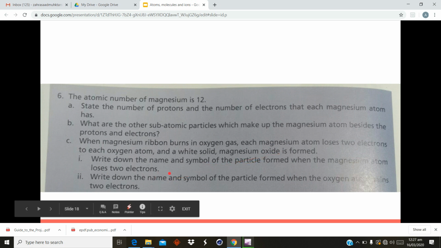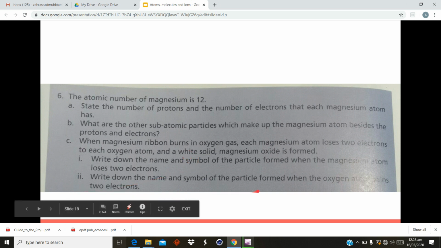So now we have to write down the name and the symbol of the particle formed when magnesium atom loses 2 electrons. When it loses electrons, that means it is no more electrically neutral. So we can't call it an atom, we are going to call it an ion. Because it is losing 2 electrons, we are going to call it a positively charged ion. The chemical symbol is basically Mg, and above that we'll write +2.